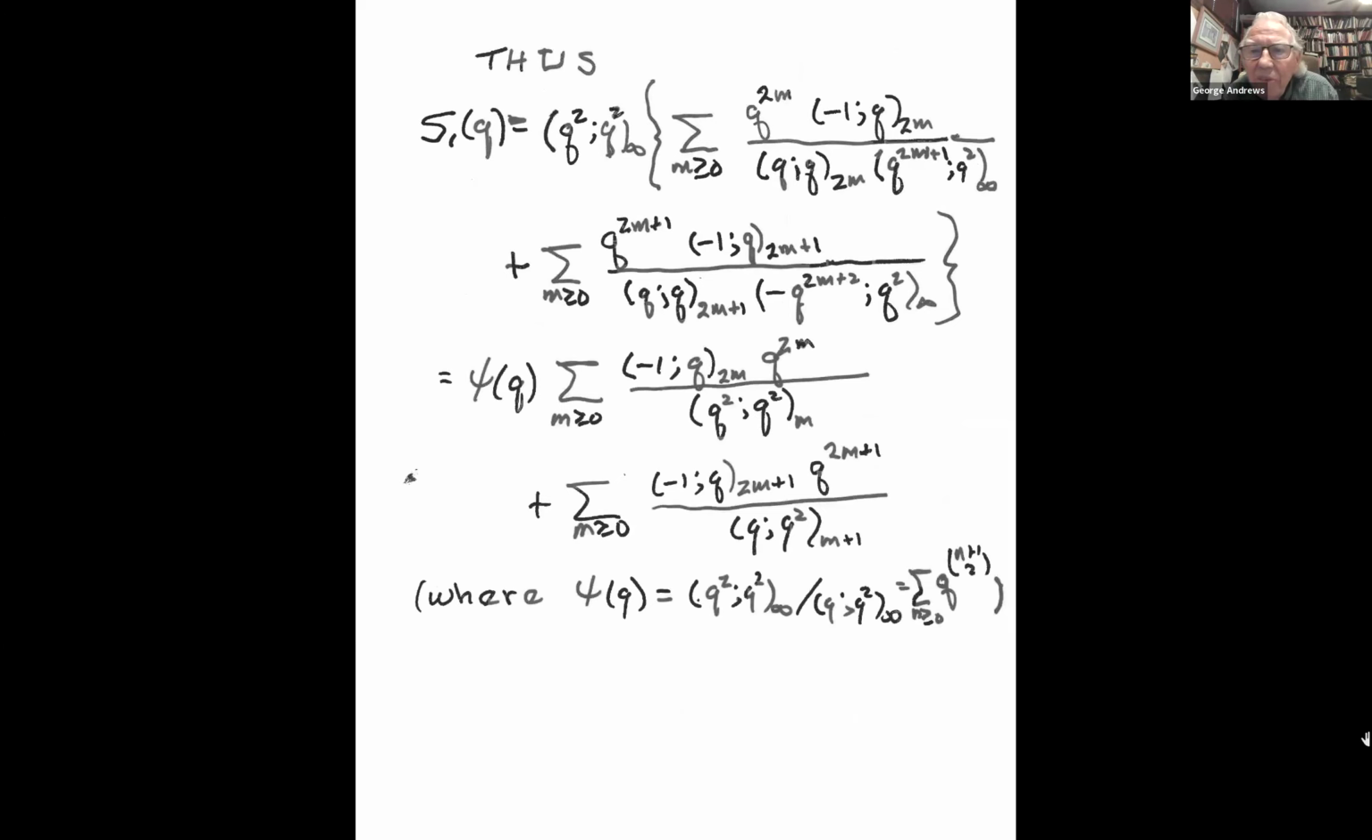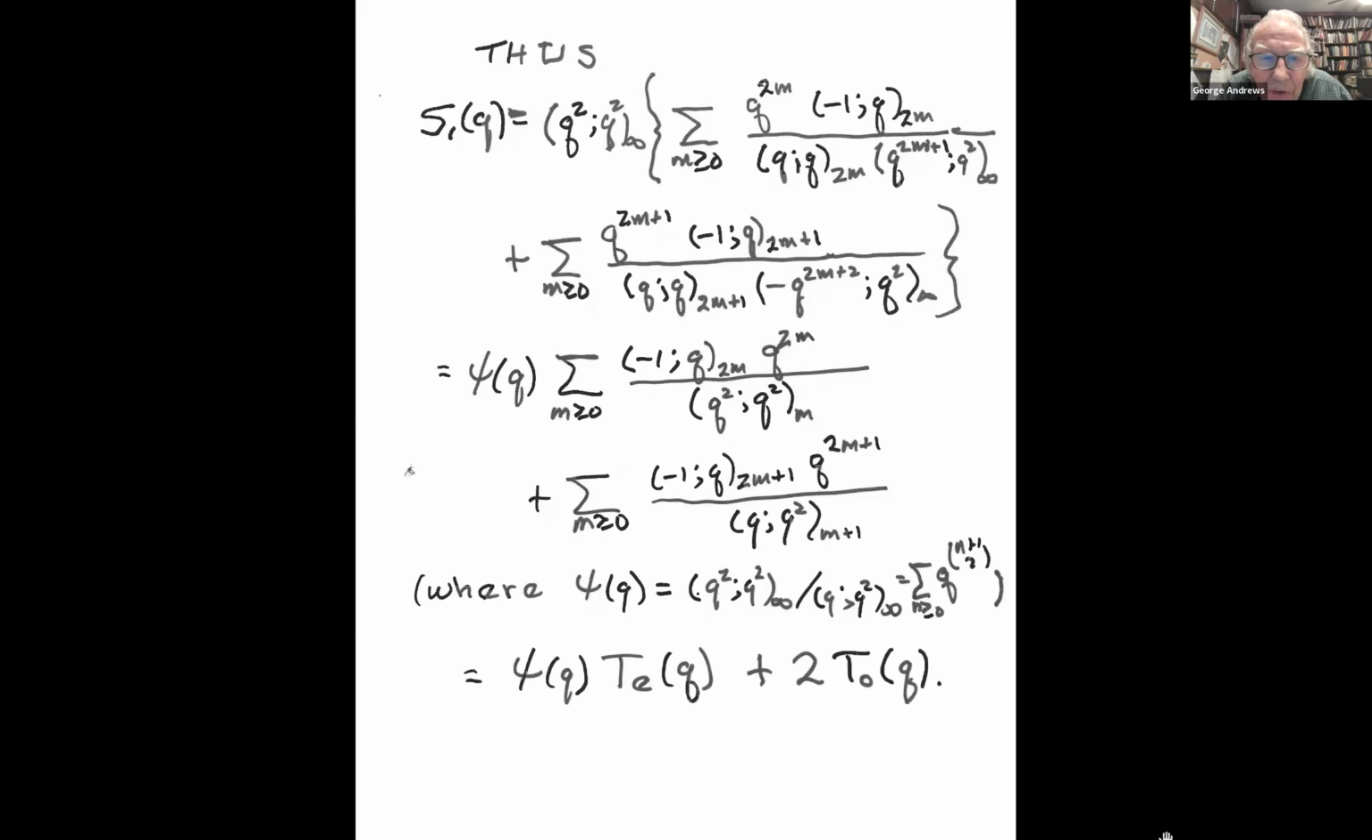Namely, we bring out the infinite product in each case, do relevant cancellations, and you have Ramanujan's psi function, which is just the Gauss triangular number series, times this first sum and this second sum, which I'm going to designate by psi of q times the even term t sub e of q, and this minus 1 over (q)_{2n+1}, I'm going to bring the 1 plus 1 out front as a 2 and call the rest of it t sub o of q.